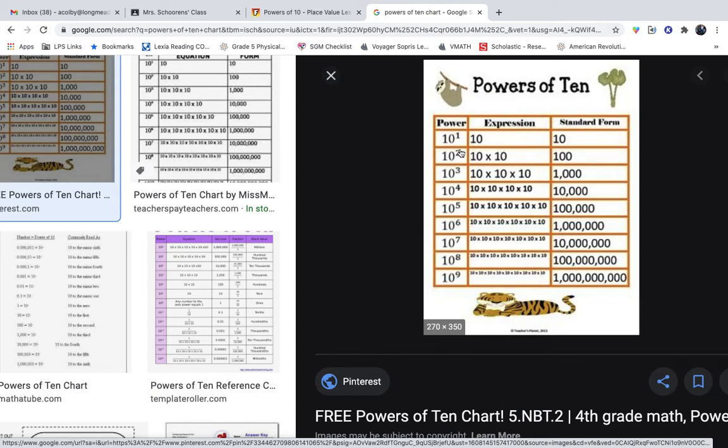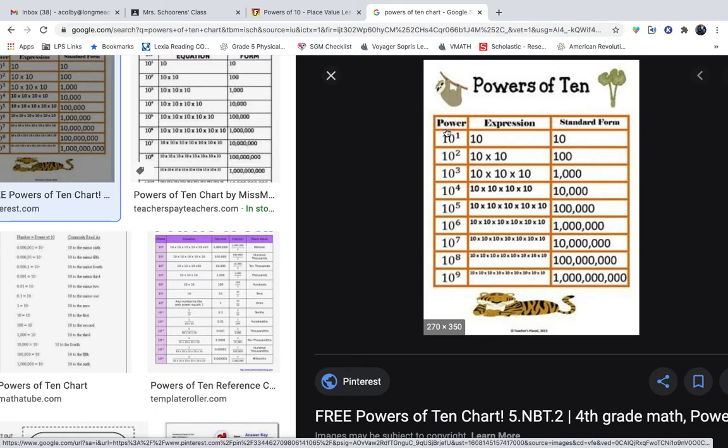10 to the power of 2, or 10 squared is sometimes what we call it, is the same as writing 10 times 10. So this is just 10 by itself, 10 to the power of 1. 10 squared is doing 10 times 10. And my answer to 10 times 10 is 100.